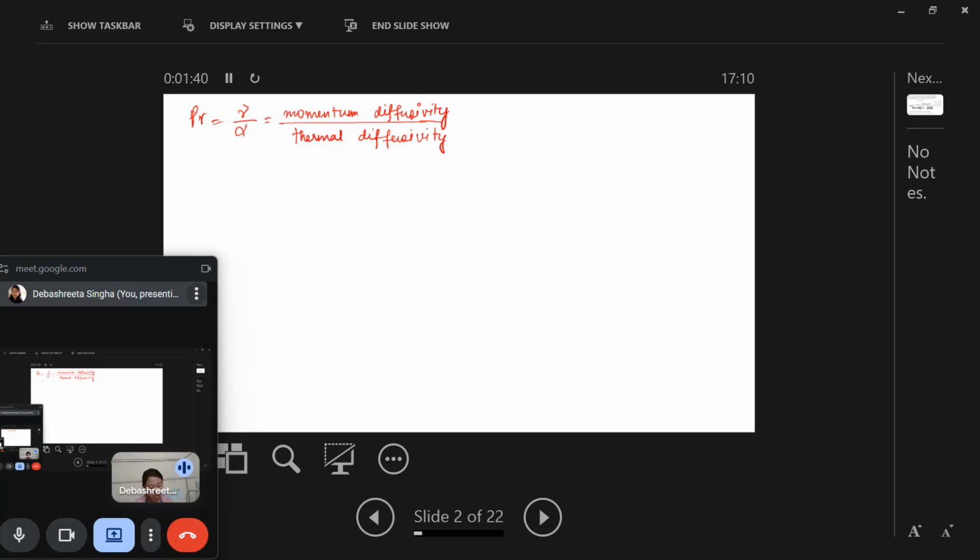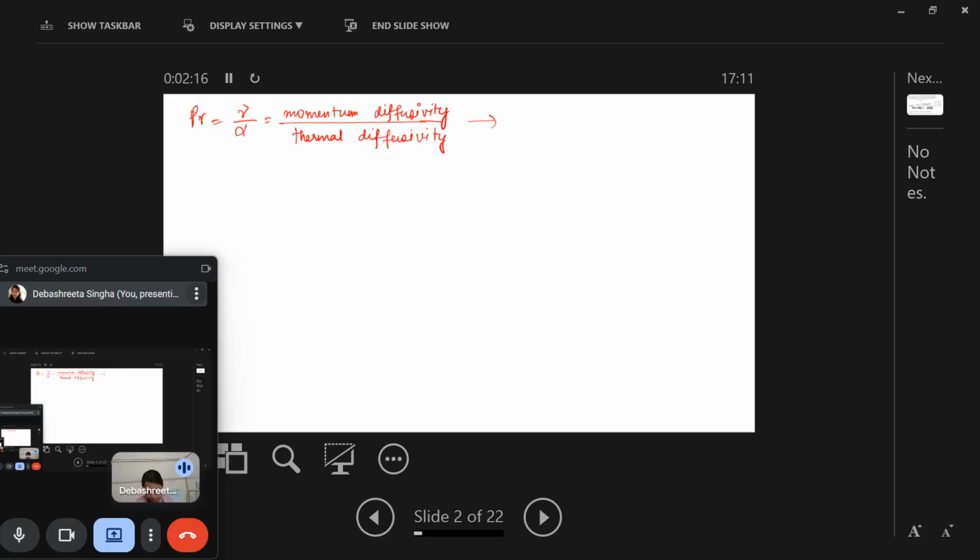So this also gives the relation. This also tells about the boundary layer thickness of the momentum and thermal, which one is larger, which one is smaller. If the Prandtl number is greater than 1, then the momentum boundary layer, the hydrodynamic boundary layer, will be larger, and the thermal boundary layer will be smaller. If it is less than 1, it will be the opposite.